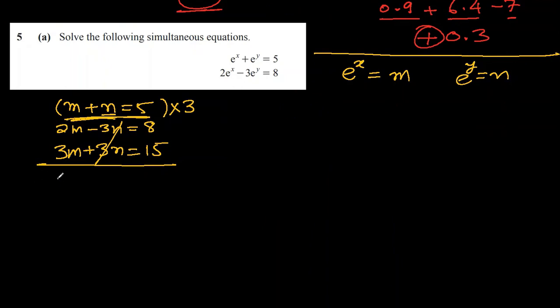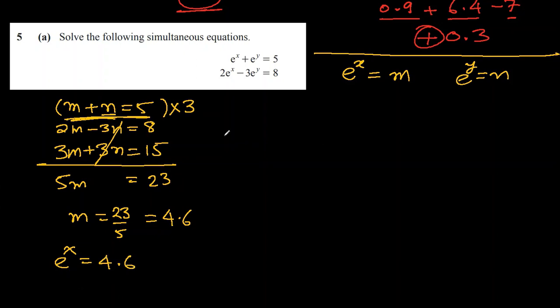So what are we left with? 5m equal to 23. So m is equal to 23 over 5, or 4.6. So that means e to the power x is 4.6, and we can find x later.